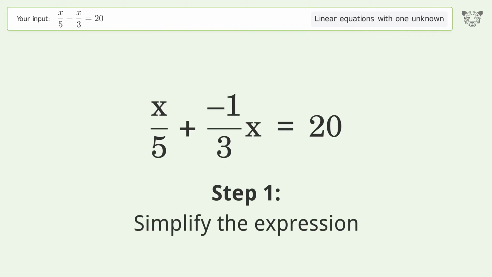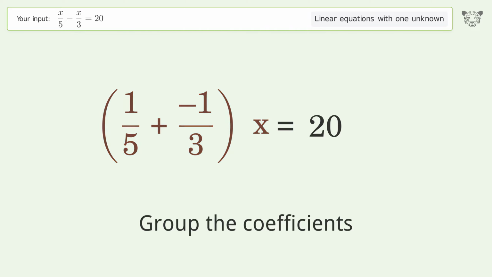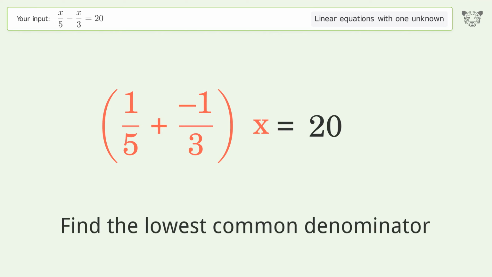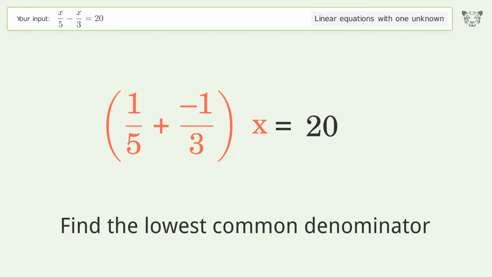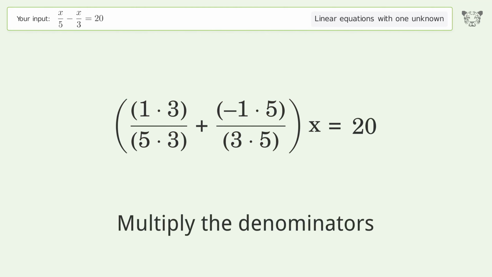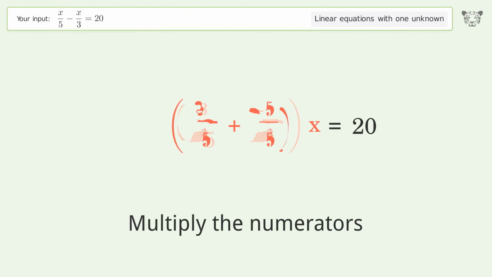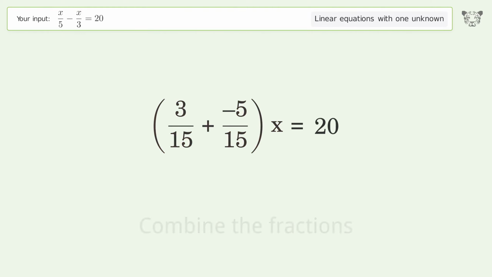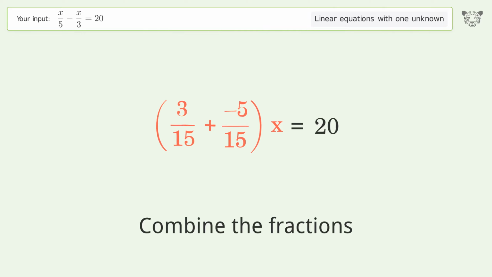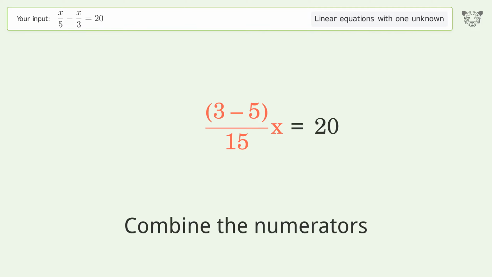Simplify the expression. Group the coefficients. Find the lowest common denominator. Multiply the denominators. Multiply the numerators. Combine the fractions. Combine the numerators.